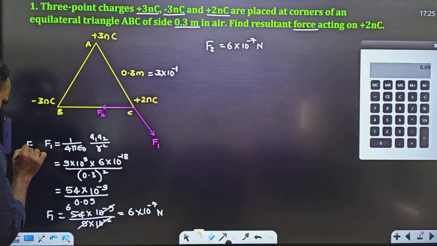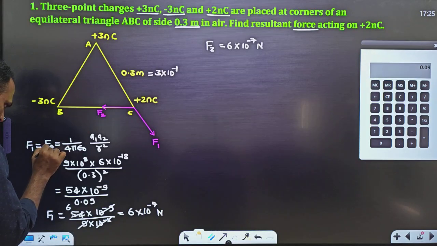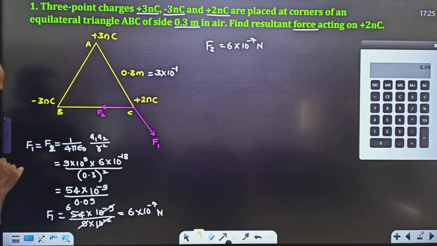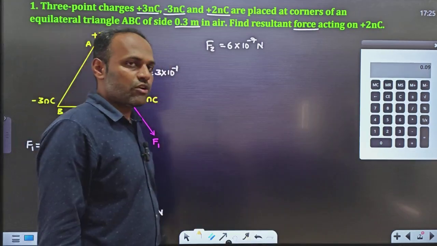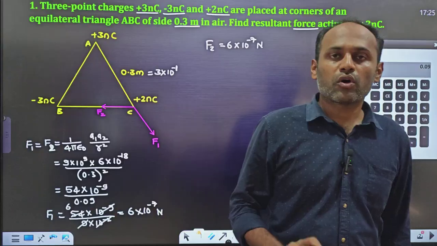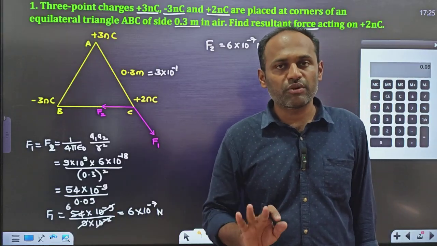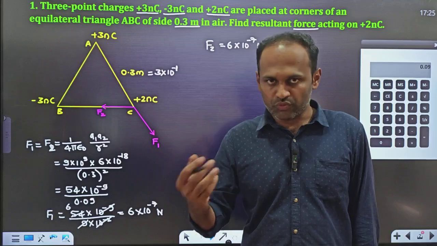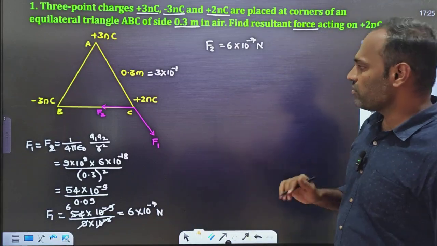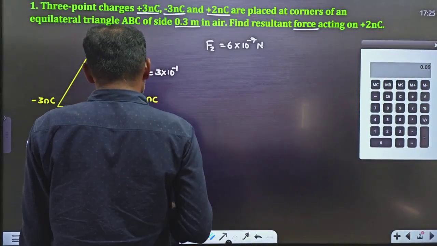you can calculate it as F1 equal to F2 equal to, both together, right? So you will get F1 and F2 the same, 6 into 10 to the power minus 7. Why the same? Because both the charges are the same and the distance between the charges is the same. If Q1 and Q2 are the same and the distance is the same, the force will be the same. Correct? Okay, now you listen.